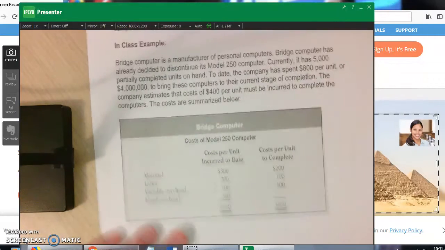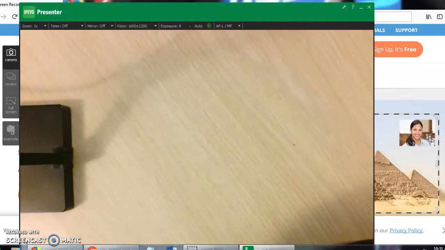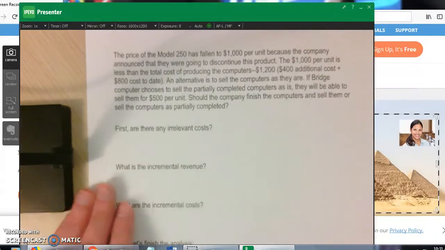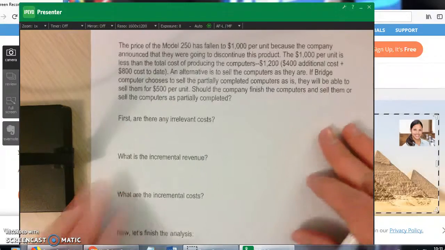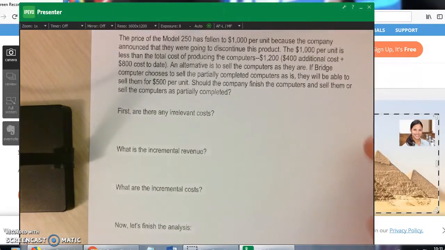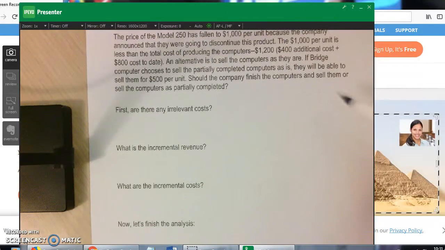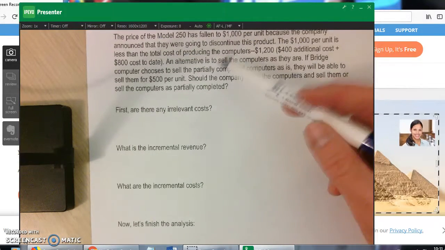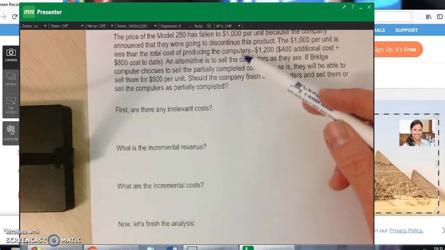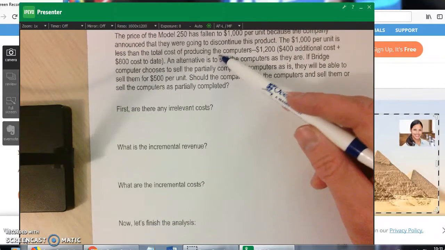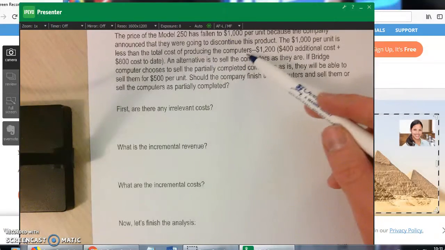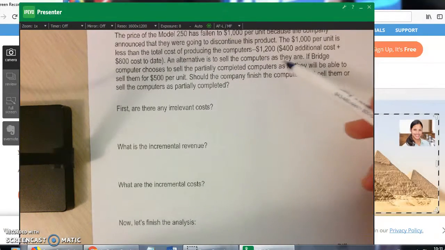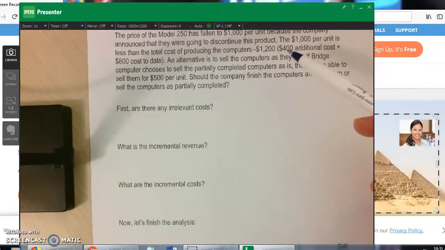We continue on, and it says the price of the Model 250 has fallen to $1,000 per unit because the company has announced that they will discontinue the product. The $1,000 price is less than the total cost of producing the computers, which is $1,200: the $400 additional cost plus the $800 cost to date. So that's alternative one.